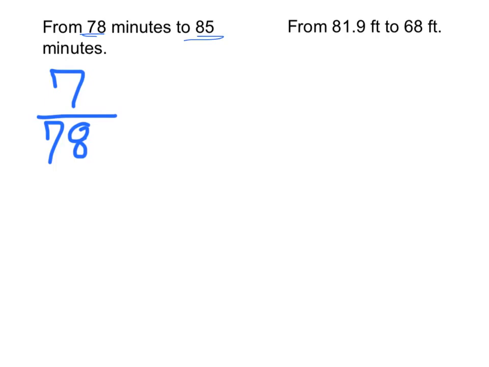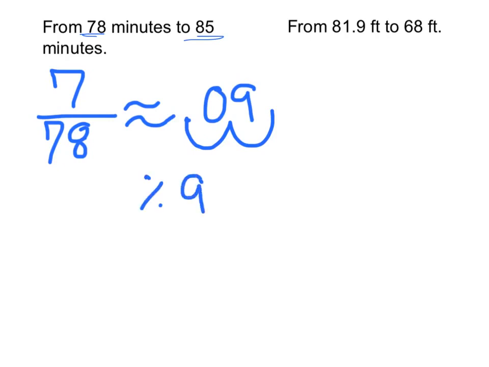Using our calculator, we can tell that is about 0.09. Like we did before, we are going to move the decimal over 2 places because a percent is out of 100. A 100 has 2 zeros, so that justifies us moving it 2 places. And that brings us to a 9% increase.